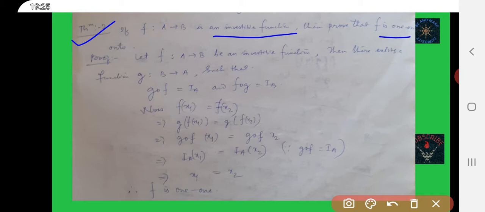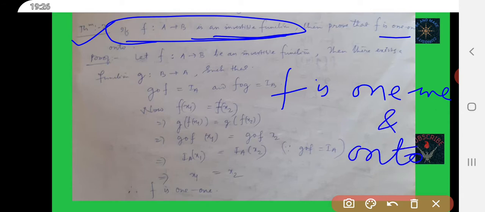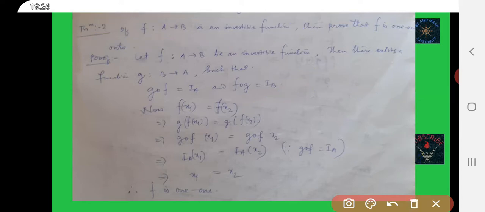Just the reverse of theorem 1. Okay. So here it is already given that f is an invertible function. This is given. We have to prove the function is 1-1 and onto. This we have to prove, and this one is given. So let's start. Let f mapping from A to B be an invertible function.